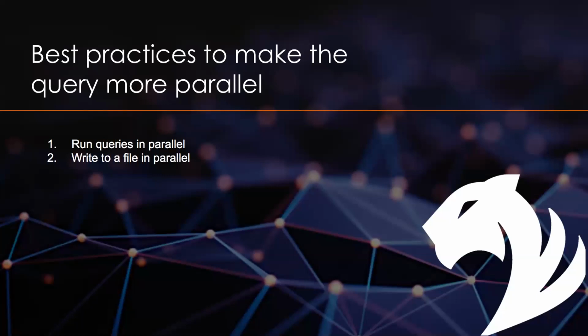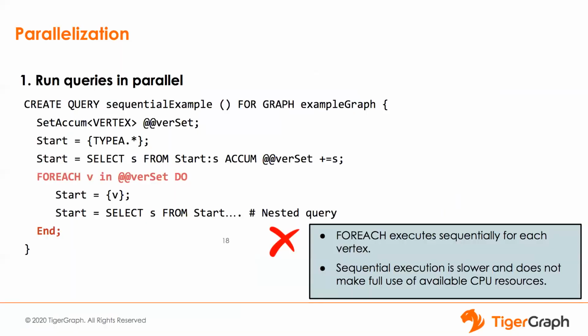Okay, so how do we utilize the MPP mechanism? How do we write queries that can actually run more parallel? A few things. Sometimes a user may write a query like this: we define a set in the beginning, and then we populate it with a lot of vertices. And then we go over the set, and for every vertex in the set, I want to do logic such and such.